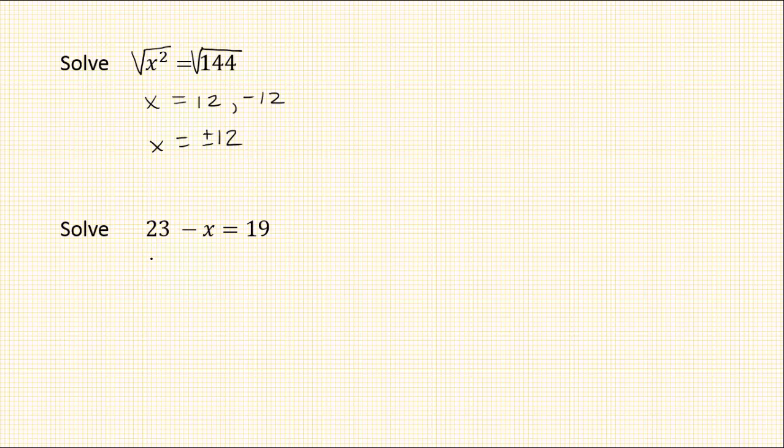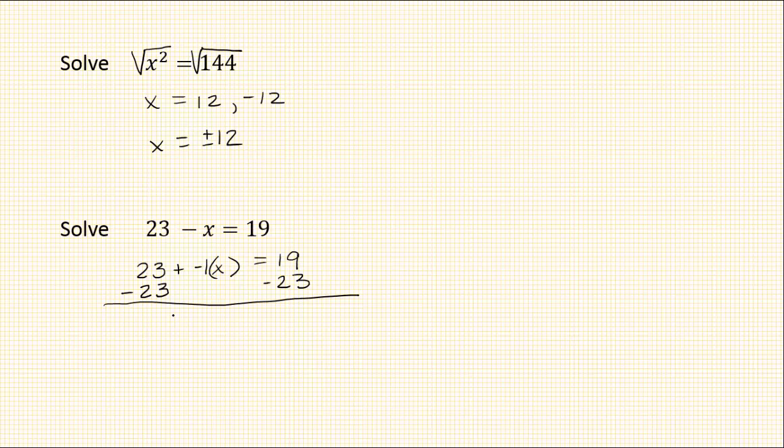Finally, here's an example where the x doesn't come first. In all the previous examples, x was followed by an operation. I'm going to rewrite this problem as 23 plus negative 1 times x equals 19. So, we don't have an operation in front of 23, but we need to consider what's going to get rid of it. It's being added to x and it's a positive number, so we can subtract it to get rid of it. And we do the same operation on the other side to keep the equation balanced.